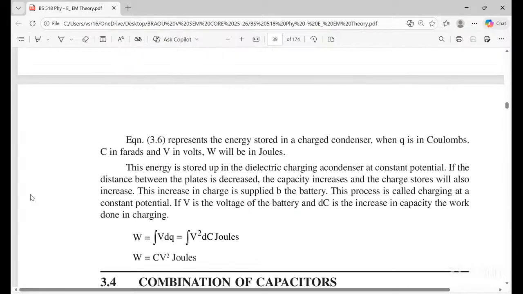But the thing is, in which form is the energy stored in a capacitor? In which form is the energy of the capacitor going to be stored? That should be in the form of potential energy. Okay, in the form of potential energy.